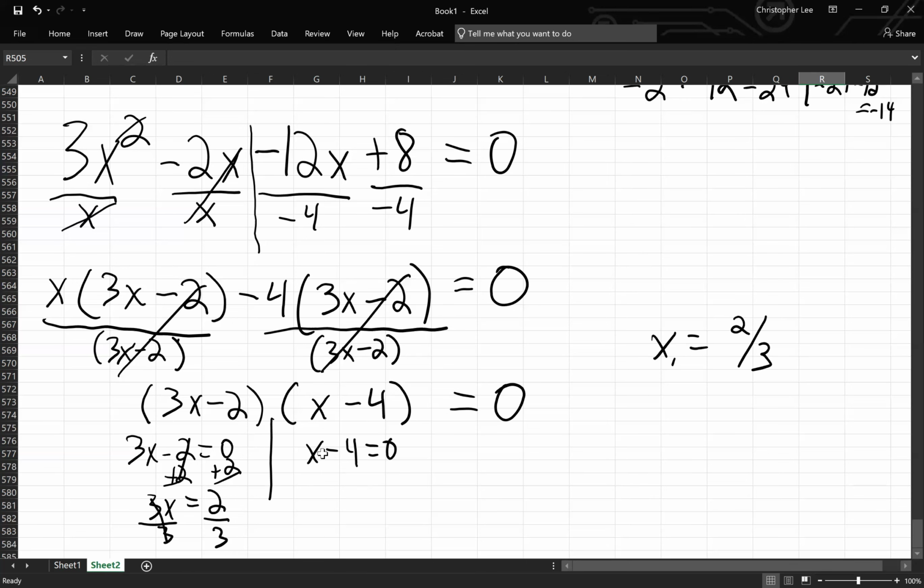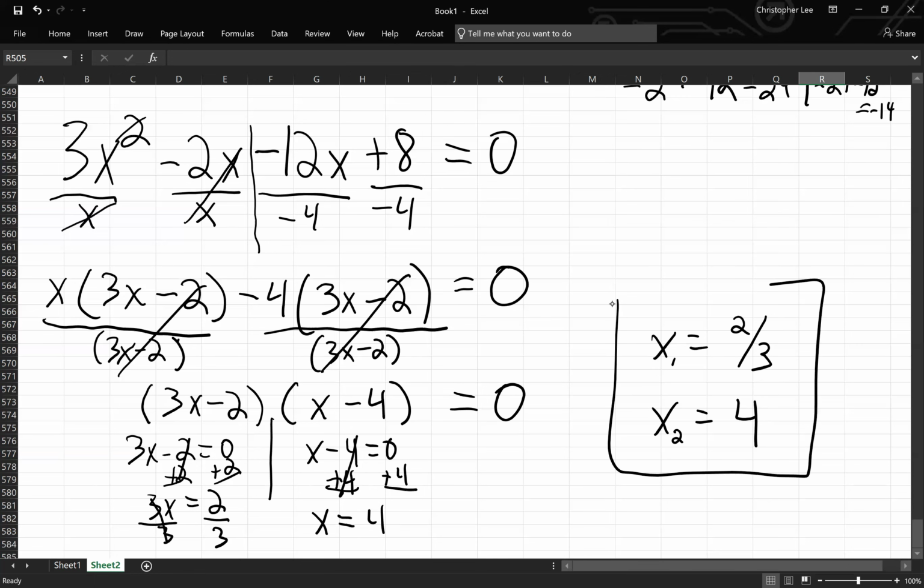And then on the right-hand side, this is a little bit harder. I have x minus 4 equals 0, so I'm going to add 4 over here to get rid of that negative 4. But what I do to one side of the equation, I have to do to the other side of the equation. I'm going to add 4 over here. So now I have x is equal to 4. So x2 is equal to 4. These are my answers. That's it.